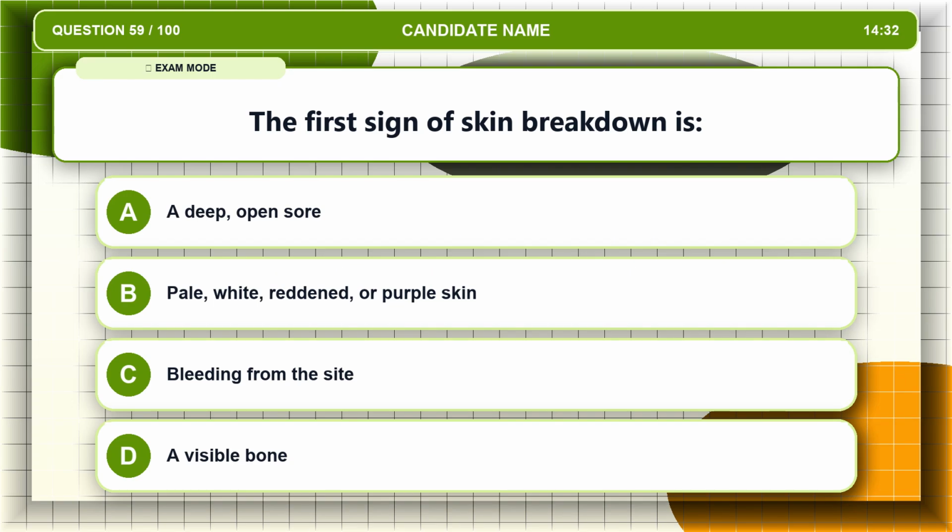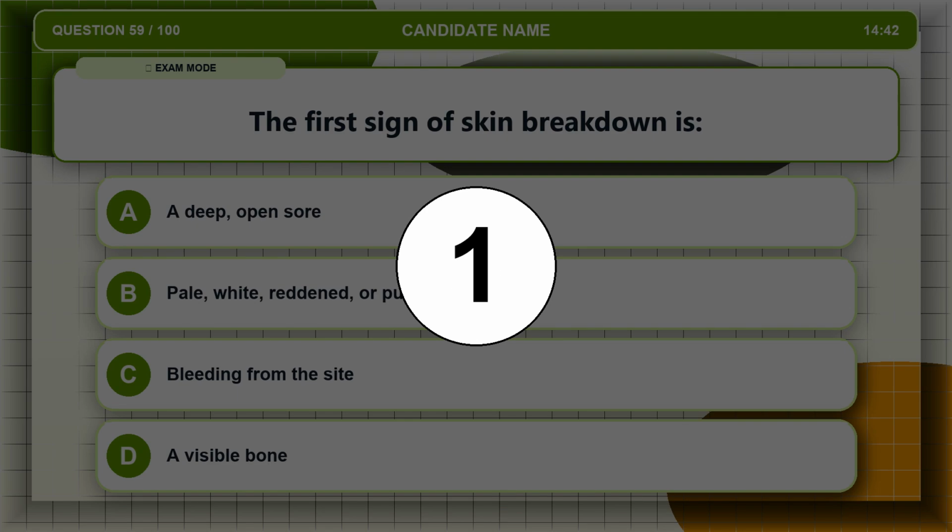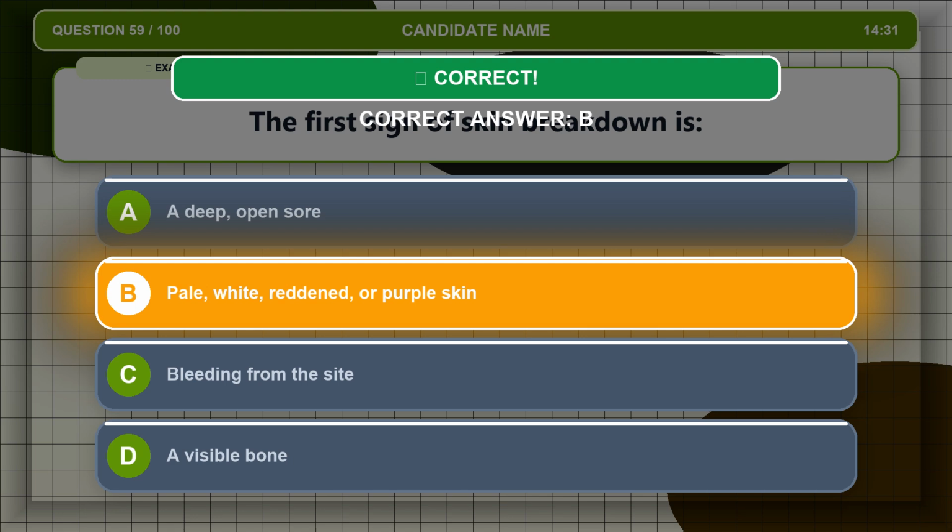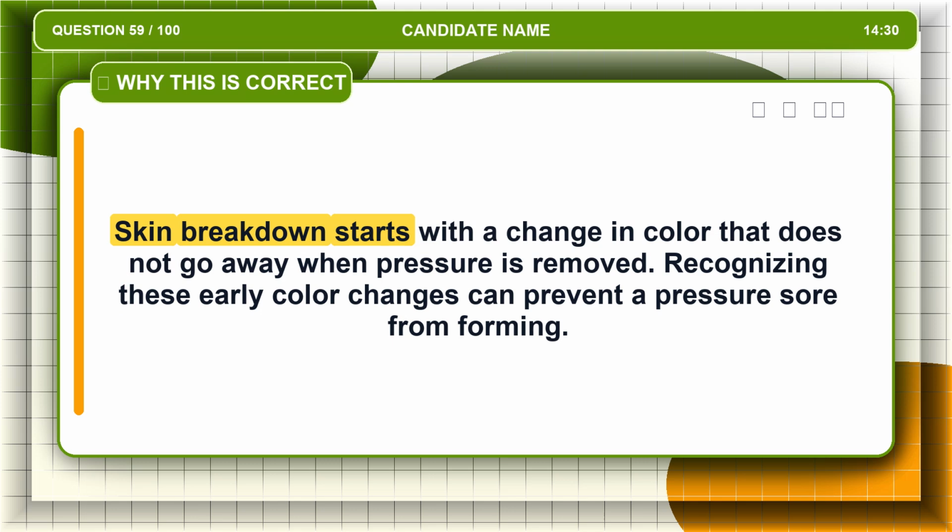Question 59. The first sign of skin breakdown is: Option A, a deep, open sore. Option B, pale, white, reddened, or purple skin. Option C, bleeding from the site. Option D, a visible bone. The correct answer is option B, pale, white, reddened, or purple skin. Skin breakdown starts with a change in color that does not go away when pressure is removed. Recognizing these early color changes can prevent a pressure sore from forming.